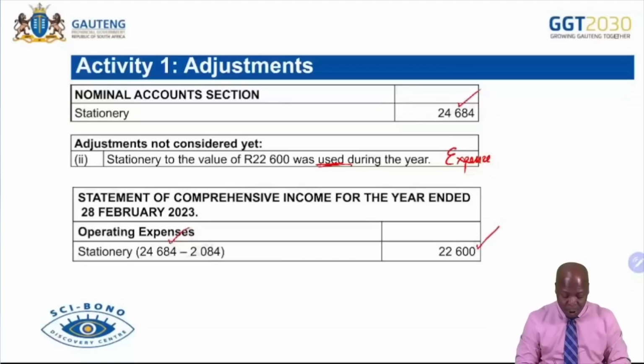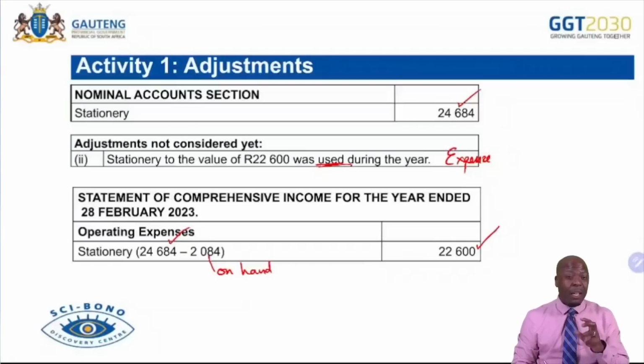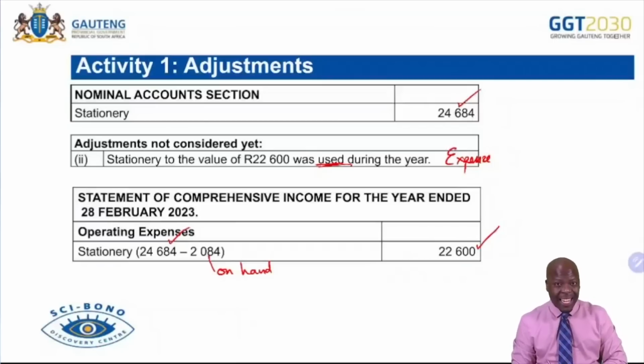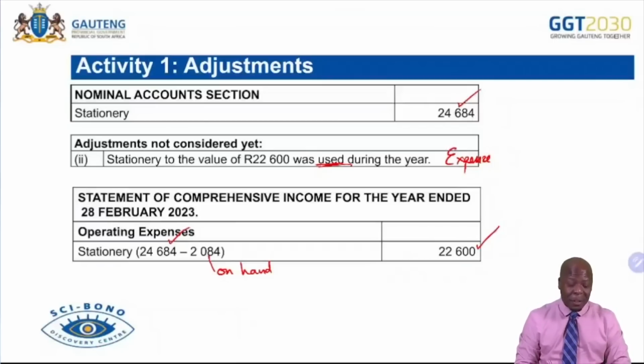So the difference between these two becomes my on hand. This is what is on hand. Already some of you know where you're going to take this one. If we were preparing the statement of financial position, this was going to be in note number 4. Yes, it's consumable stores on hand. So here we will subtract the 22,600, and then we end up with 2,084. So if I were doing note number 4, I would have my consumable stores on hand of 2,084 rands.